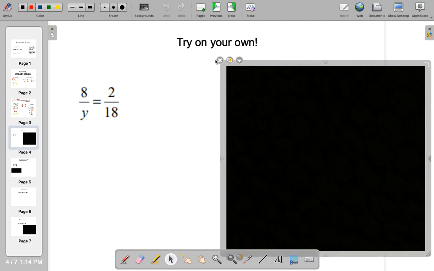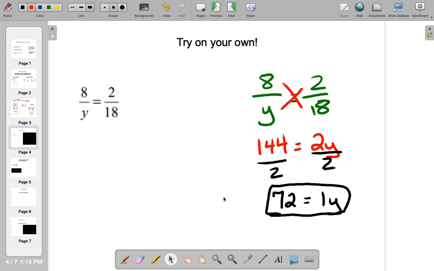To save us a little bit of time, I wrote our answer down here already on the side. I did 8 times 18 and got 144. I did y times 2 and got 2y. I solved my equation and I eventually got an answer of 72.